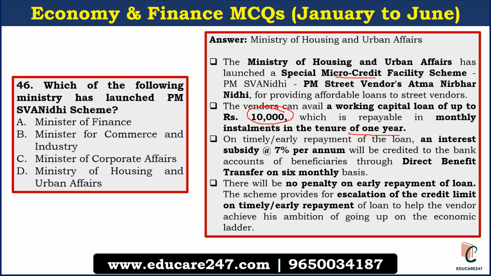Basically interest subsidy will be given at the rate of 7% per annum and this subsidy will be directly transferred to the vendor's account on a 6-month basis. So basically this is a very important initiative. No penalty will be charged on early repayment of the loan and if they are paying on time their credit limit will be increased. So basically a street vendor can be self-sufficient. They can take a loan to start their business, because the COVID-19 pandemic has hit street vendors hard. So this is a very important initiative by the Ministry of Housing and Urban Affairs.